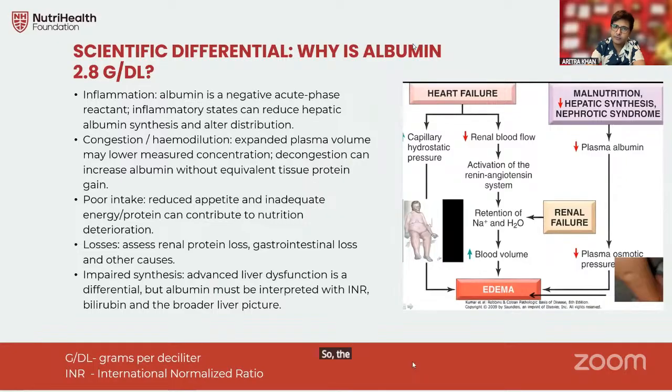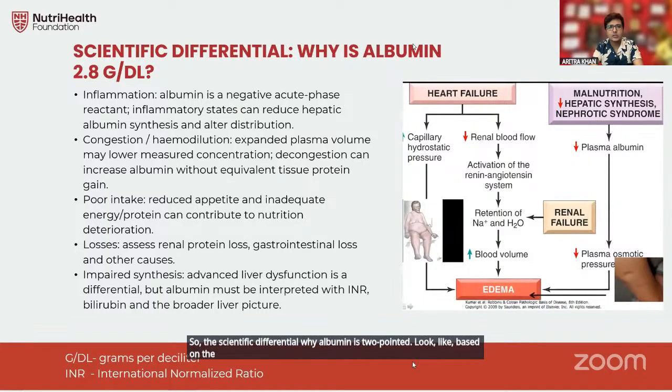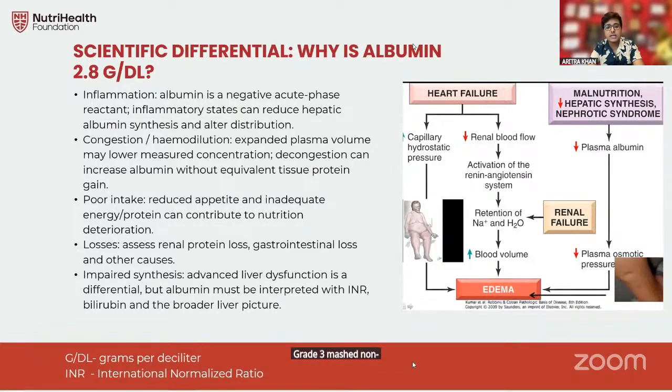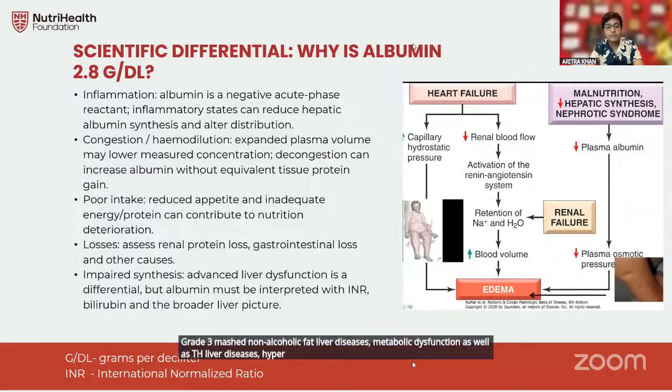So the scientific differential: why is albumin 2.8? Based on the last two slides, what we have seen, this is a complex cardiometabolic patient with heart failure with reduced ejection fraction, type 2 diabetes mellitus, grade 3 MASH, non-alcoholic fatty liver disease, metabolic dysfunction associated liver disease, hypertension, dyslipidemia, diabetic kidney disease, inflammation, protein energy malnutrition risks like sarcopenia. All we do in our hospital, like SGA, like MUST, like NutriQuiz score, all this kind of tool you are using.